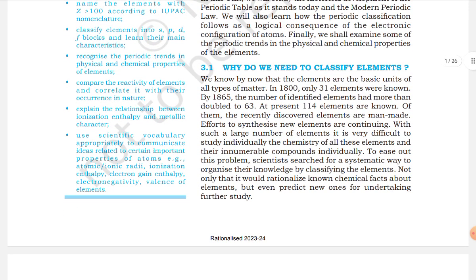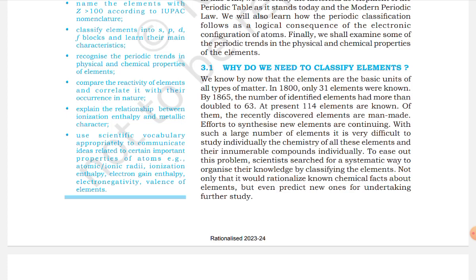Why do we need to classify elements? We know by now that the elements are the basic unit of all type of matter. In 1800, only 31 elements were known. By 1865, the number of identified elements had more than doubled to 63. At present, 114 elements are known. Of them, the recently discovered elements are man-made. Efforts to synthesize new elements are continuing.